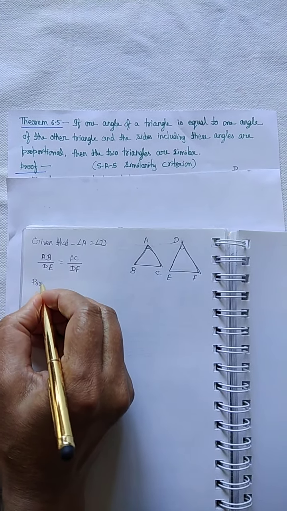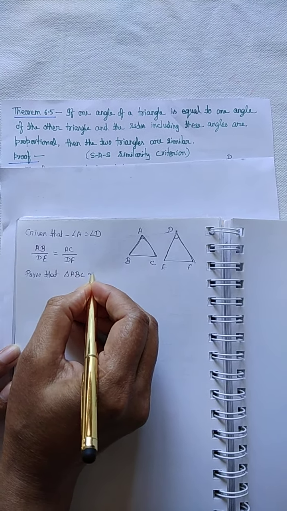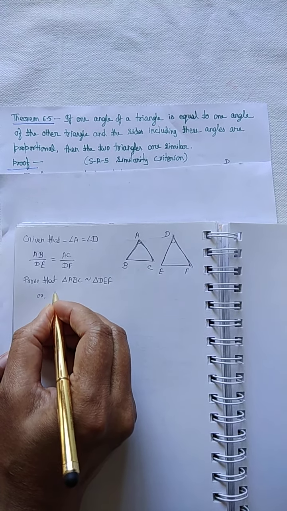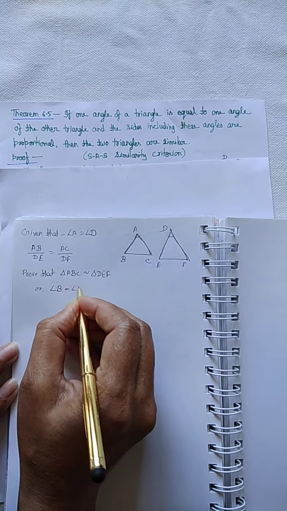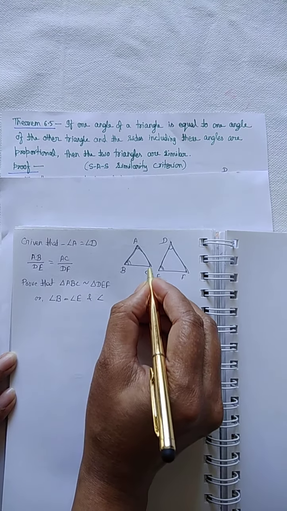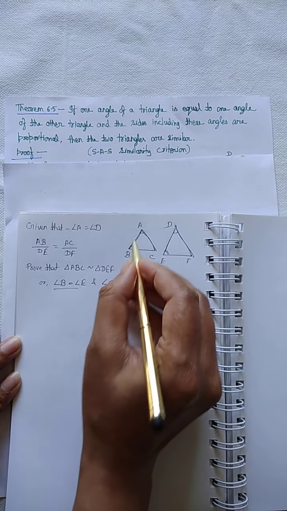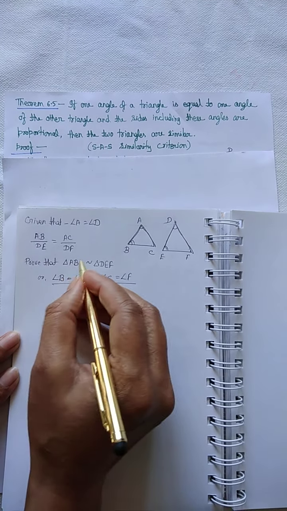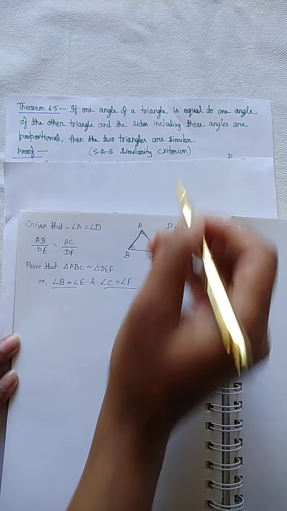So what we have to prove is that triangle ABC is similar to triangle DEF, or we can also say that angle B equals angle E and angle C equals angle F. If we are able to prove this, that means we can say that triangle ABC and triangle DEF are similar. Okay, we are also saying it as SAS, side angle side similarity criteria.